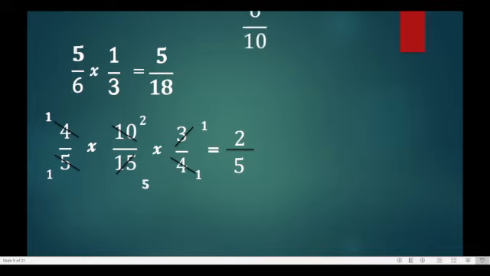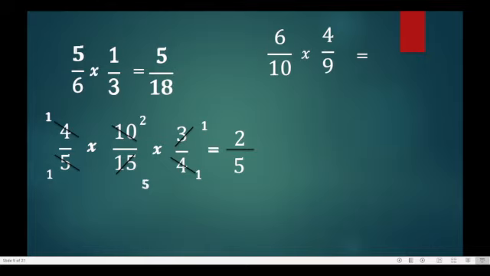Next, 6/10 times 4/9 equals. So do you have numbers to be cancelled? Yes, there is.